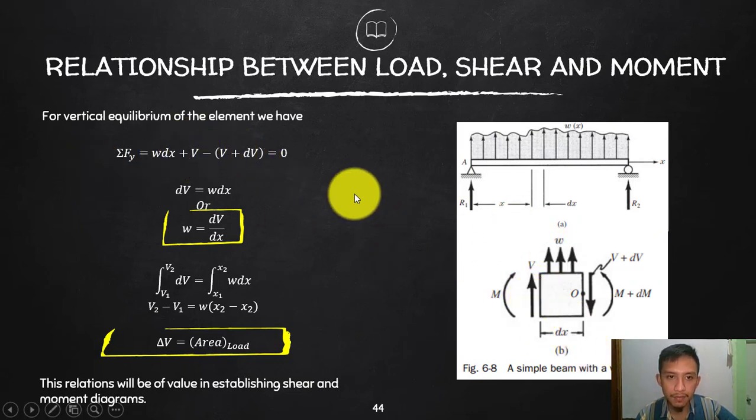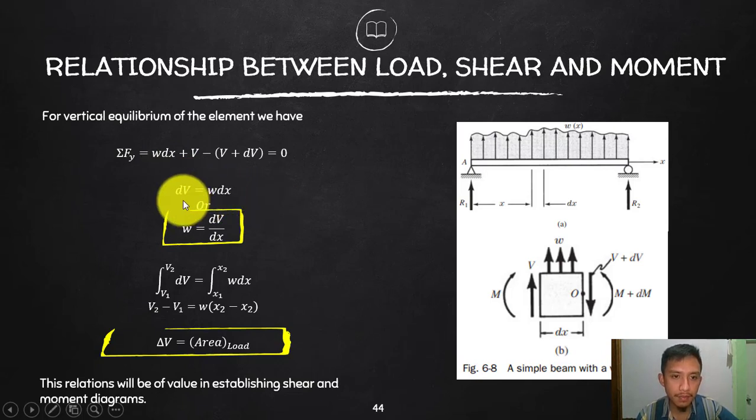v is going up, and then v plus dv is negative. So v and v, if I will distribute the negative, will cancel out. This will be a negative dv. It will go positive on the other side. So dv is simply equal to w dx. So the same thing happens just like a while ago.